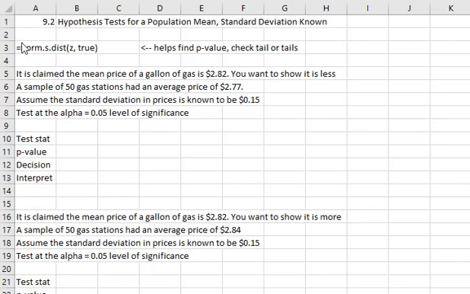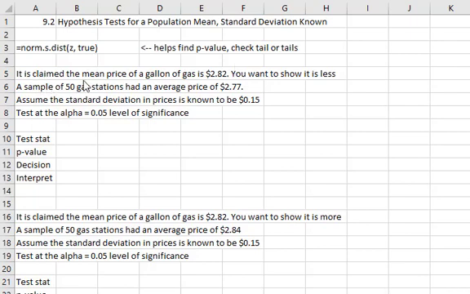To find the p-value, we can say equals NORM.S.DIST, open a parentheses, and then our z-value, comma, TRUE. And that'll help us find the p-value, but we have to be careful we're in the correct tail, and we'll talk more about that as these examples develop.